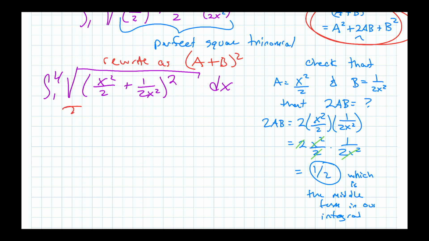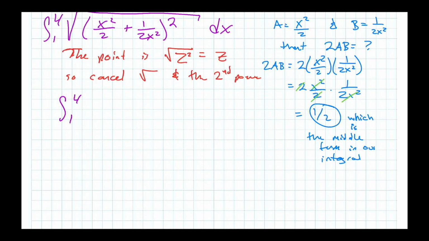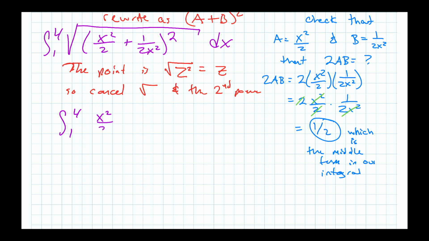So the point is, if you have a square root of something squared, like, I don't know, z squared, it would just be z, right? They cancel. So you cancel the square root and the second power. This is a terrible second problem. So you end up here.